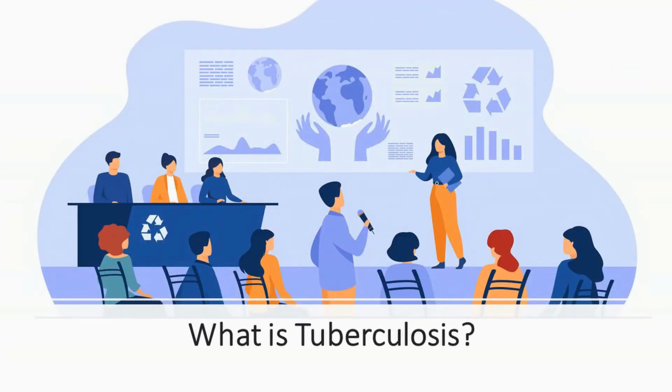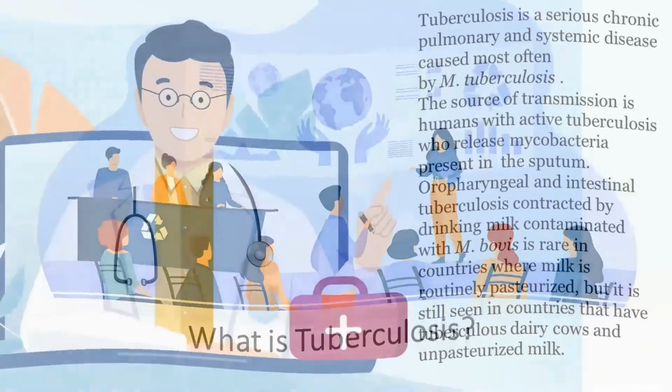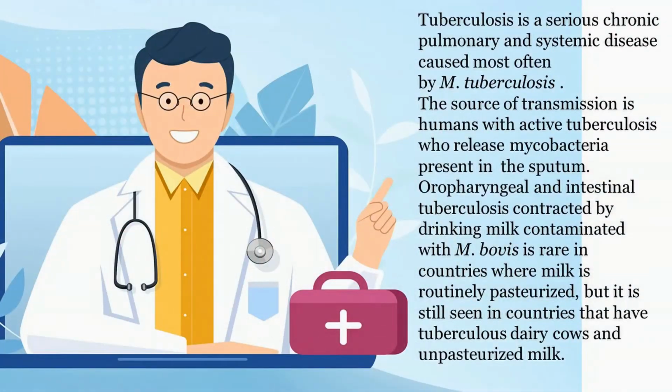What is tuberculosis? Tuberculosis is a serious chronic pulmonary and systemic disease caused most often by Mycobacterium tuberculosis. The source of transmission is humans with active tuberculosis who release mycobacteria present in the sputum. Oropharyngeal and intestinal tuberculosis contracted by drinking milk contaminated with M. bovis is rare in countries where milk is routinely pasteurized, but it is still seen in countries that have tuberculous dairy cows and unpasteurized milk.